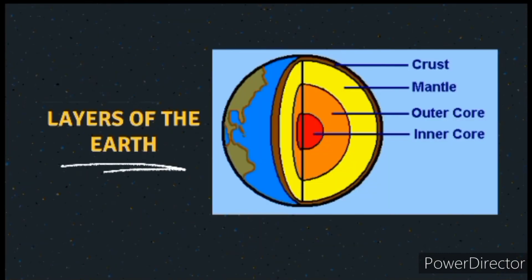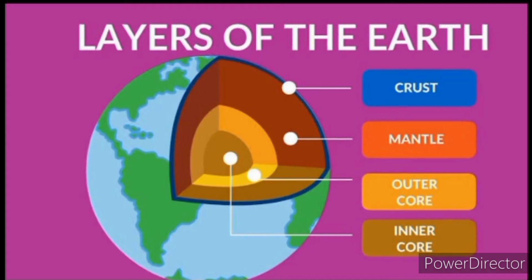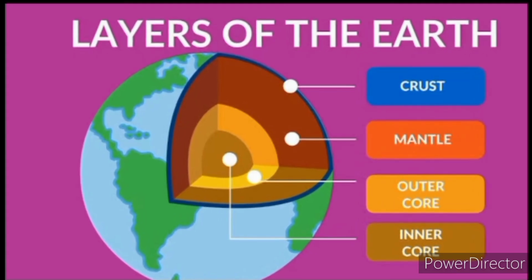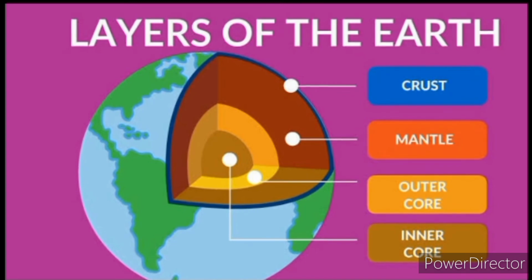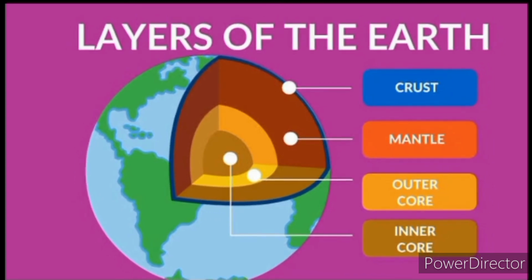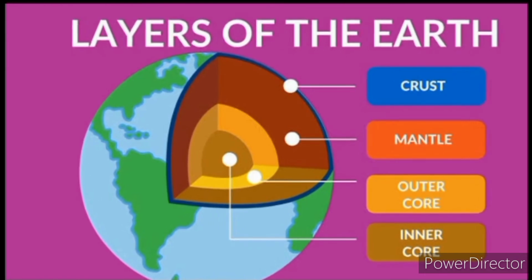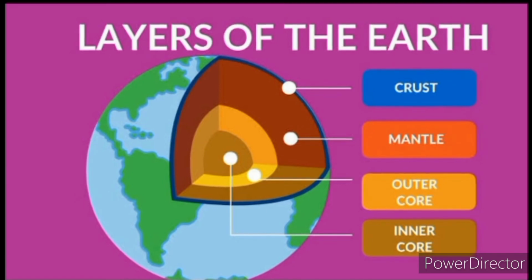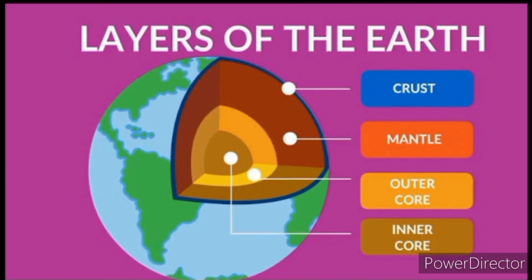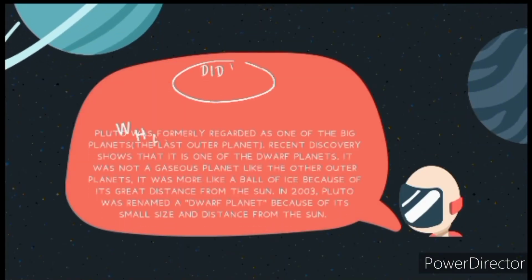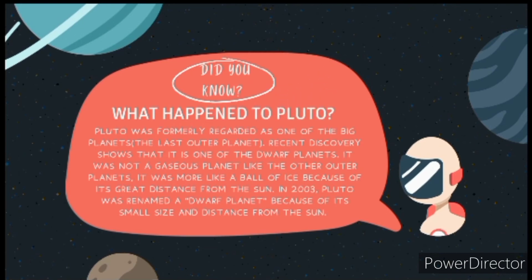Now we'll be looking at the layers of the earth. What did I say? We'll be looking at the layers of the earth. We have different layers of the earth. We have the crust, we have the mantle, we have the outer core, and we have the inner core. Can you repeat after me? The crust, the mantle, the outer core, and the inner core. So those are the different layers of the earth. Now, let's talk about Pluto.